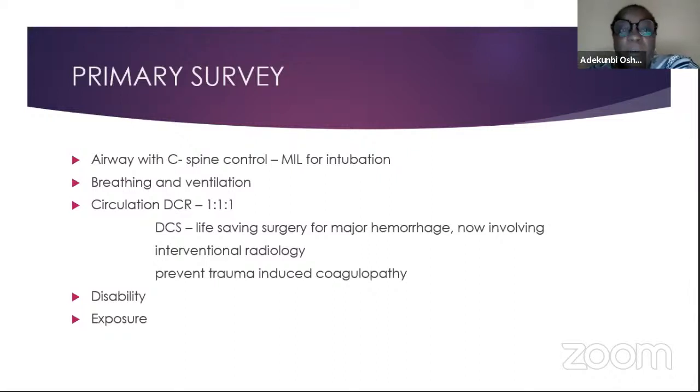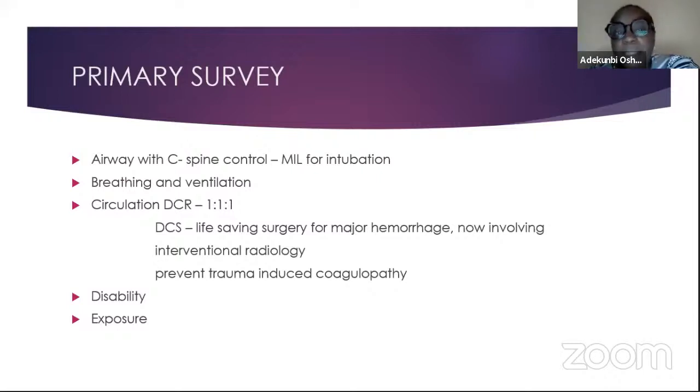So in being able to intubate these patients, you must always have manual inline stabilization done for the airway to be patent. And even simple procedures like chin lift, jaw thrust, and passing of the nasopharyngeal and oropharyngeal airway at this point can help in making the airway patent in these patients.